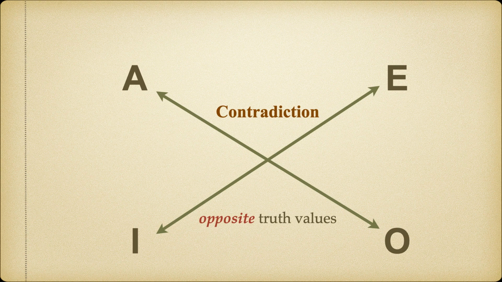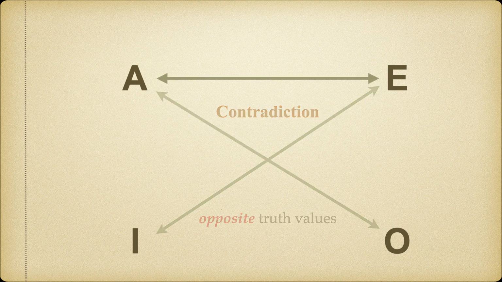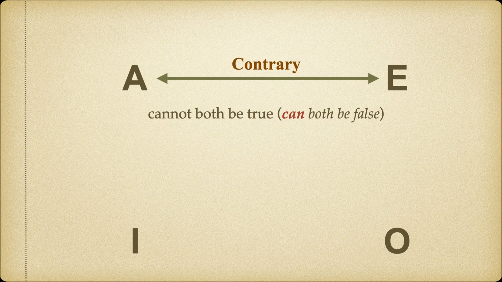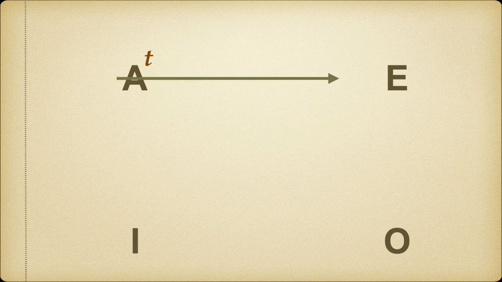Now let's practice immediate inference based on the contrary relationship. Remember, they can't both be true, but they can both be false. If we again begin by assuming that a universal affirmative is true, that is, the A proposition is true, what can we validly infer about the universal negative? Correct. They cannot both be true at the same time.